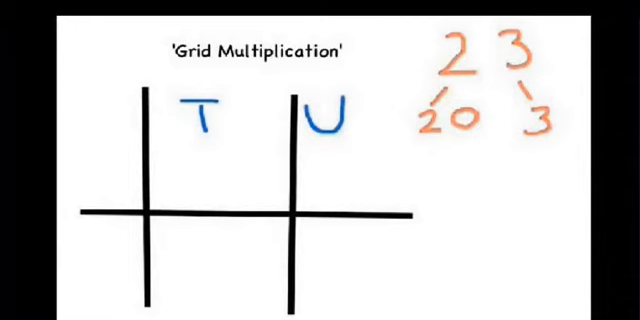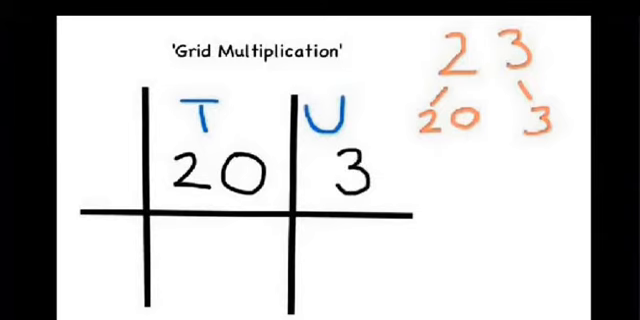So remember, we partitioned 23 into 20 and 3. Because 20 is the tens, we put it in the tens column. And 3 is in the ones, so we put it at the ones column. The operation which we are doing will go in this box here. And in this question, we are doing 23 multiplied by 4. So the cross will go in this box to show we are multiplying, and 4 goes here to show that we are multiplying by 4. Yes, you are now ready to use the grid to multiply.